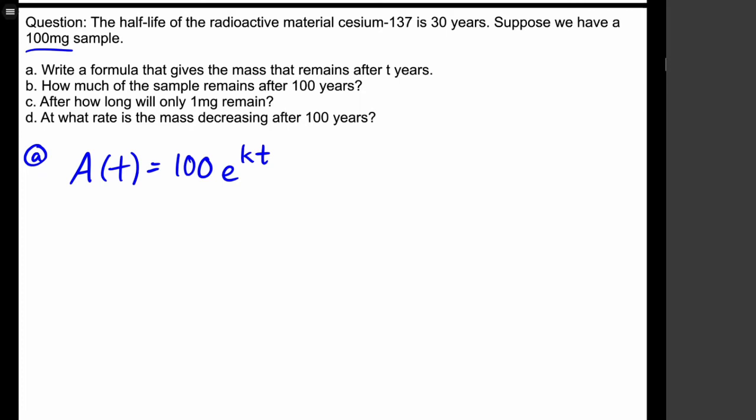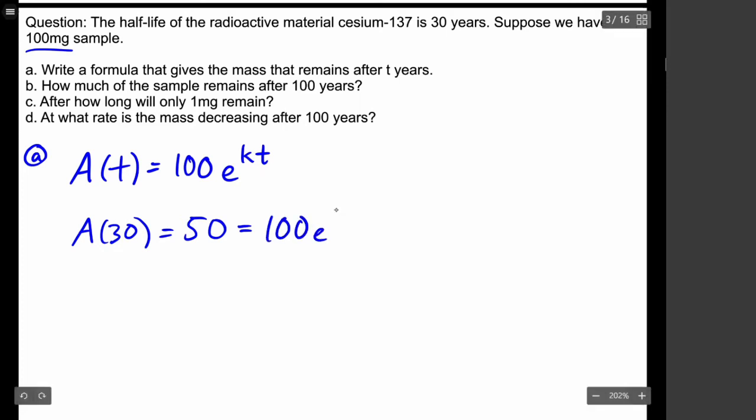Well, this is where it comes in to know what the half-life is. The half-life means that after 30 years, whatever you started with, you'll have half of that mass left over. So what this means then is that A of 30 equals 50. So after 30 years, we have 50 milligrams left. All right, but if we plug 30 in up here, this is 100 e to the k times 30. Okay, so what are we looking to solve here?